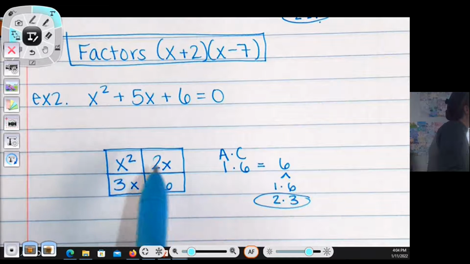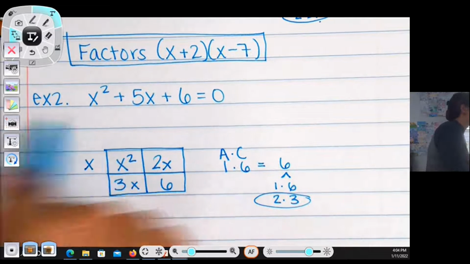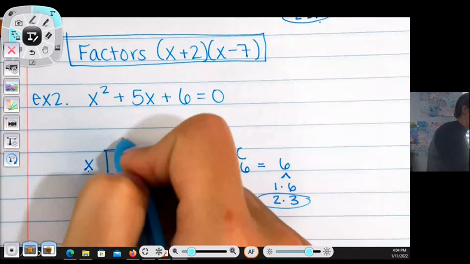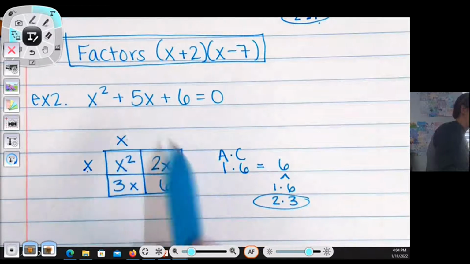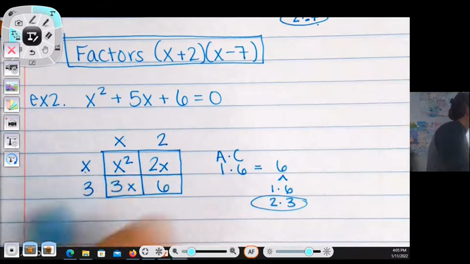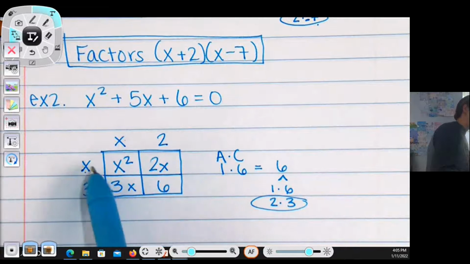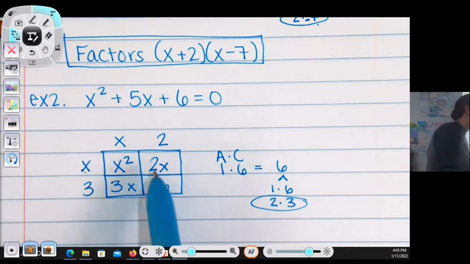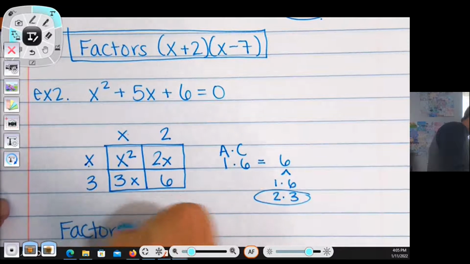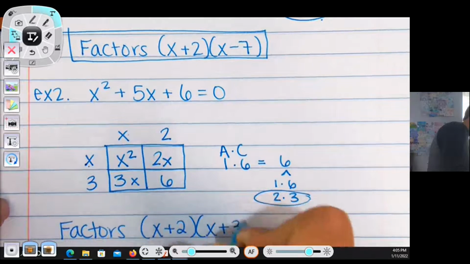Now I'm taking out the greatest common factor. X squared and 2x, the only thing that they have in common is x. And then you can work around using multiplication. X multiplied by x will make x squared. X times 2 makes 2x. X times 3 makes 3x. 3 times 2 makes 6. So my factors are x plus 2 and x plus 3.